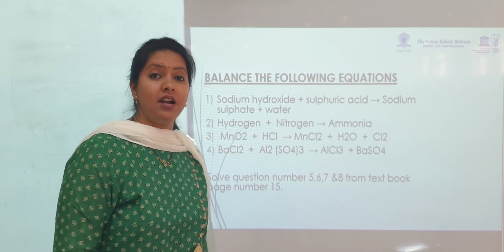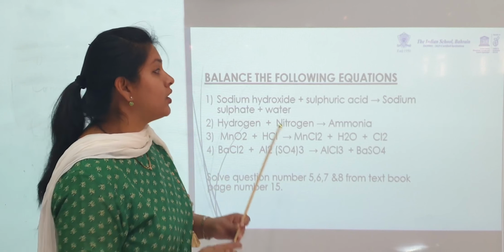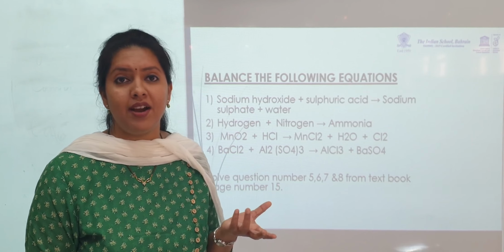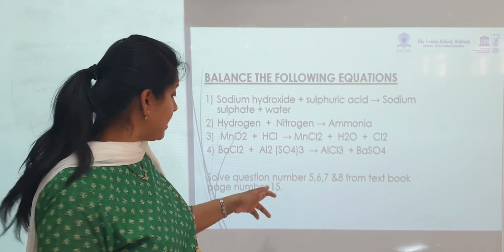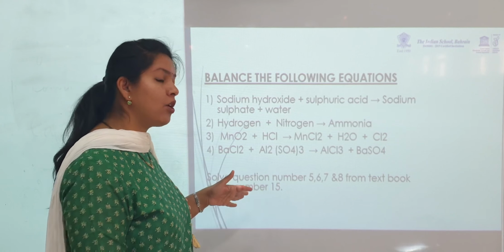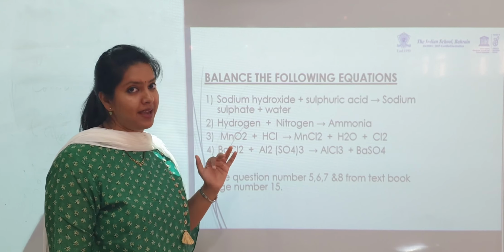So I hope you have understood balancing of equations. Try doing these questions, or you may refer to your NCERT text, page number 5, page number 15, from question numbers 5 to 8. Try doing all of them, and if you have doubts, get it back when our session starts in the school.